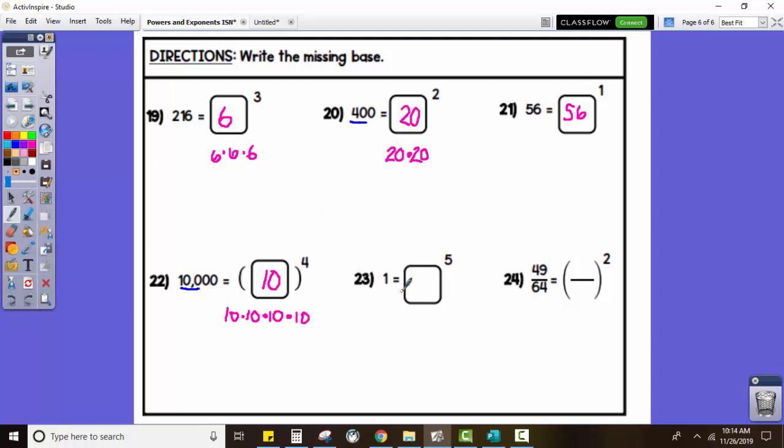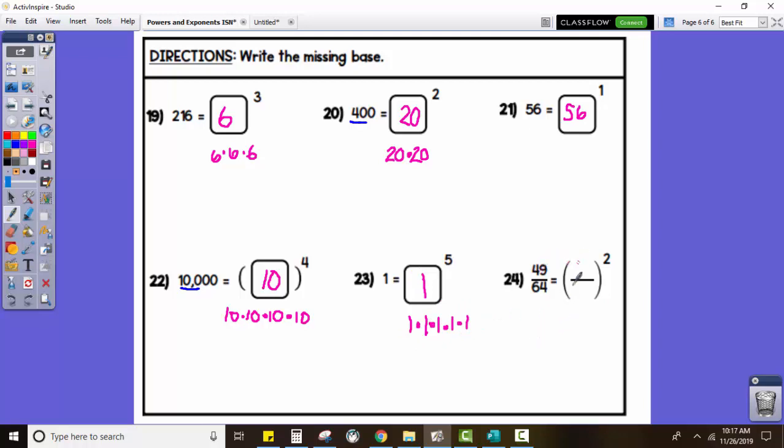Okay, number 23. Something to the 5th power equals 1. Okay, well, if it equals 1, the only way to get 1 is to multiply 1. So I would have 1 times 1 times 1 times 1 times 1, which equals 1. So 1 5 times is 1. Okay, and last but not least here, number 24.